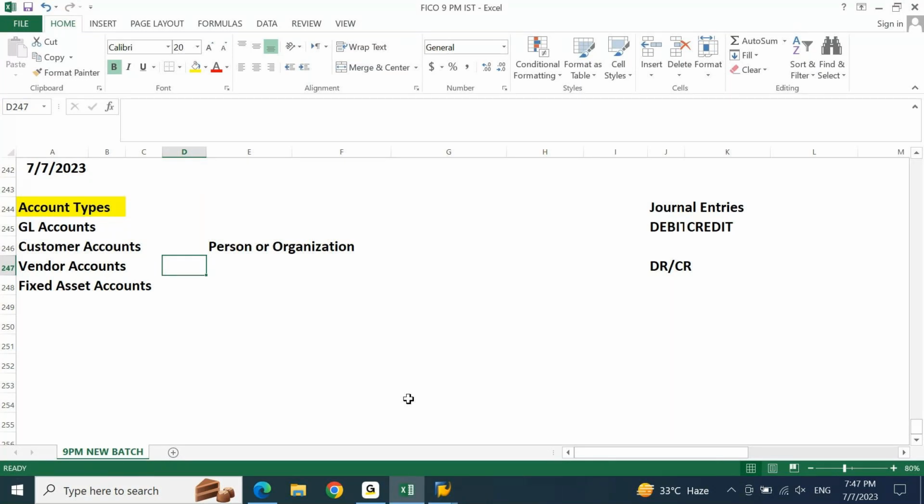What about vendor? Is it the same or anything different? Yes, sir, same. For vendor also it is the same. You are going to identify customer and vendor based on the same logic, that is, name of a person or name of an organization or a company.